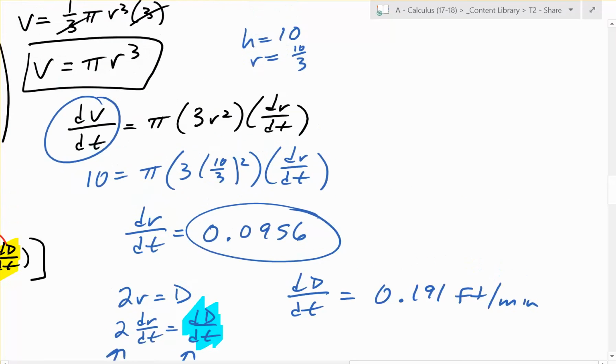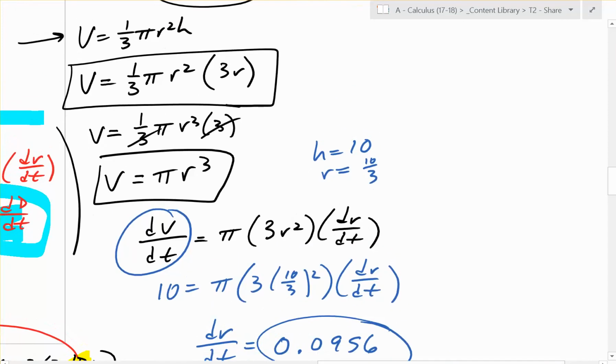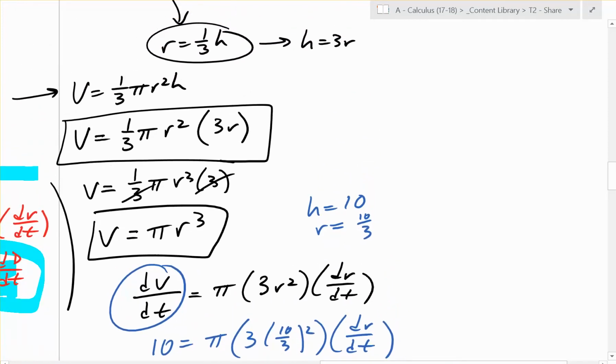So the lesson here is you have to do lots of substitutions, but the earlier you can substitute, the better.